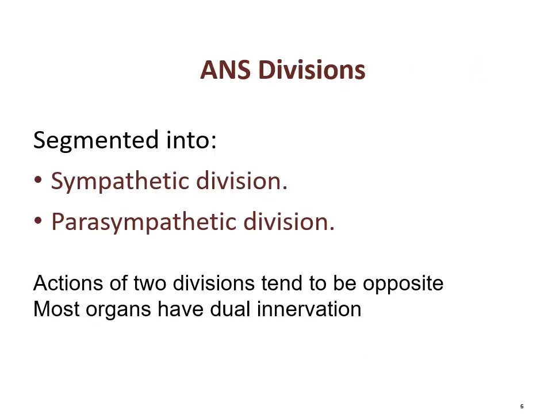Now, the ANS is broken up into two somewhat discrete regions. One is called sympathetic, the other is parasympathetic. And the main thing is that the two have opposite effects, generally speaking. And most organs, not all, but most organs have dual innervation. Okay, they have input from both the sympathetic and the parasympathetic. And the two that you really want to remember the most are the heart and the lungs in that respect.